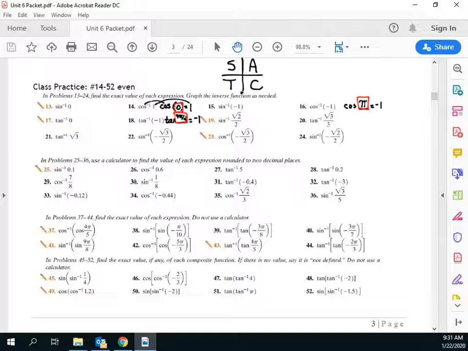The whole idea of the acronym, All Students Take Classes, tells you in what quadrants those trig functions are positive. The first one: all trig functions are positive in the first quadrant. Sine is the only one that's positive in the second quadrant. Tangent is the only one that's positive in the third quadrant.